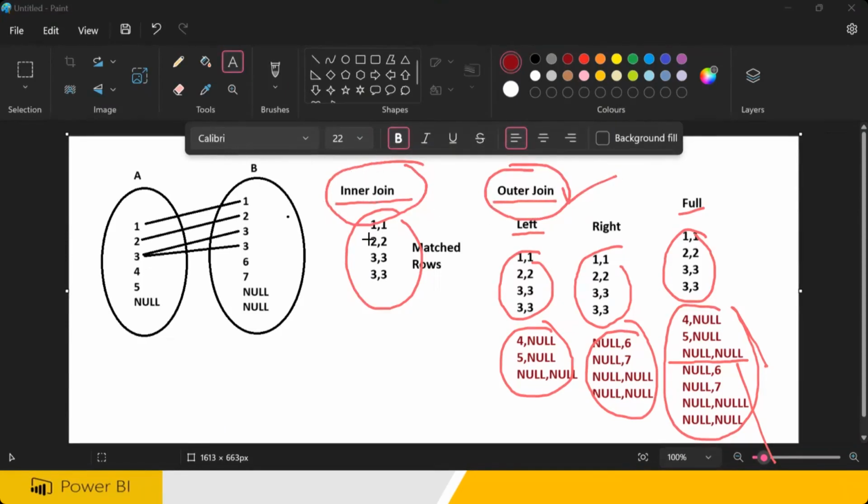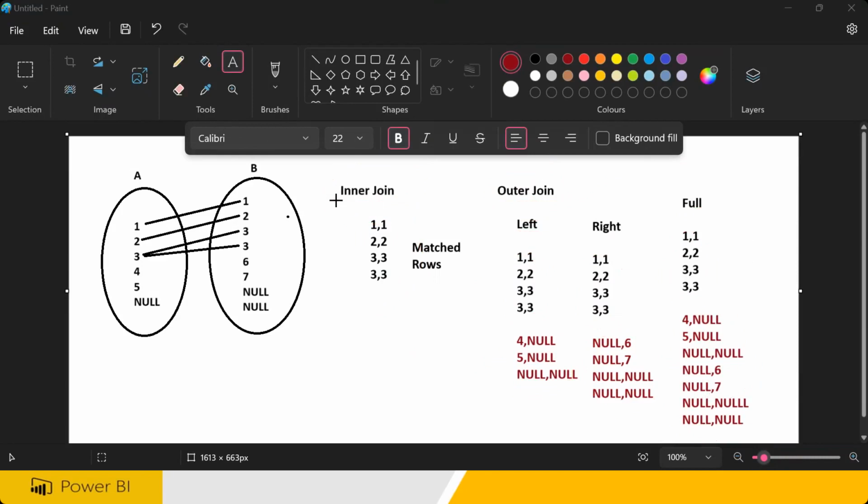In the mathematical world, we'll say outer join is a superset of inner join. Clear? That means outer join is bigger, inner join is smaller. Why? Inner join always gives you matching data only. Outer join can give you matching data plus unmatched data also. Are you clear? So these are the SQL inner join and SQL outer join.